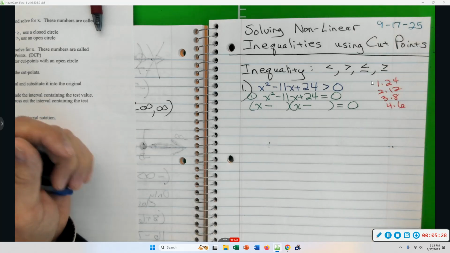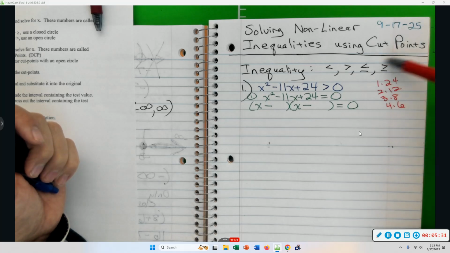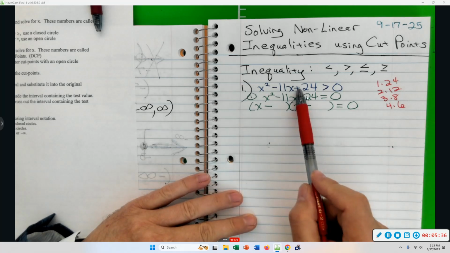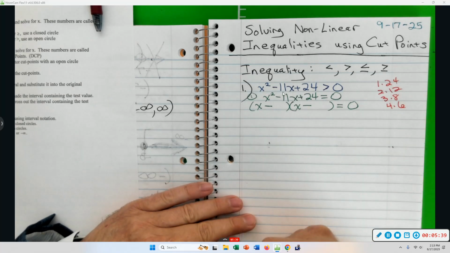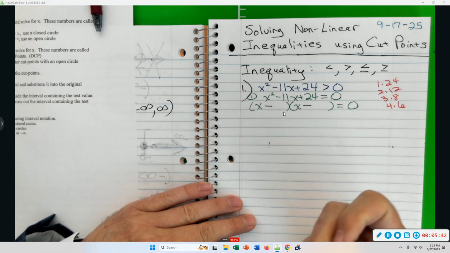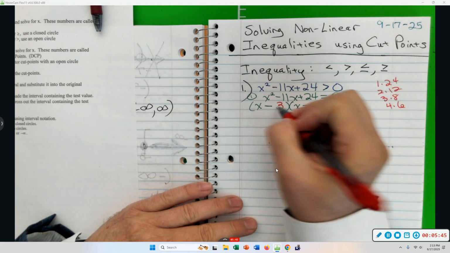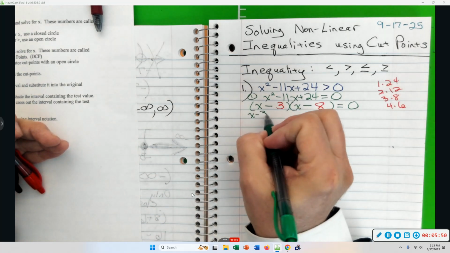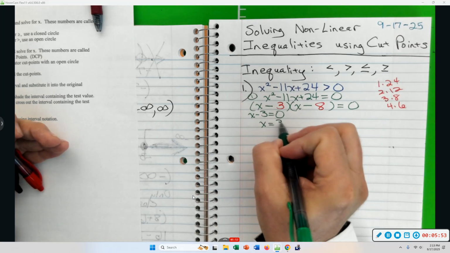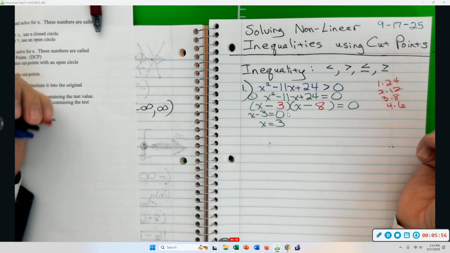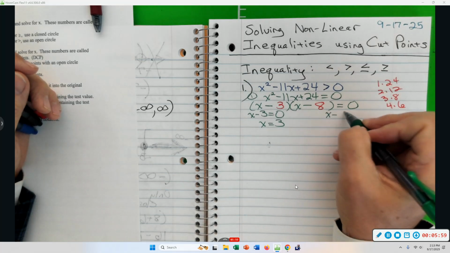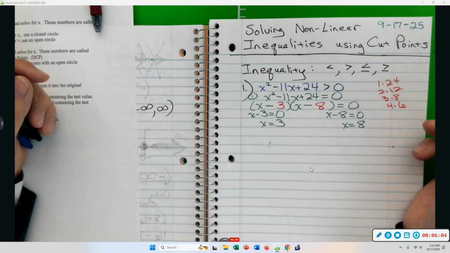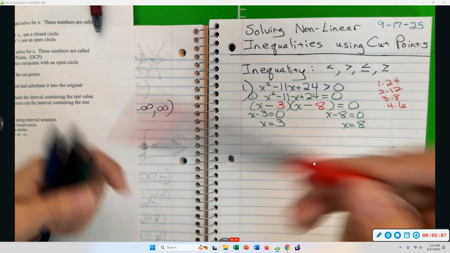This is a simple trinomial, so it's easy to choose the pair you want. You need the pair that's going to add together to give you what number? 11. Which one? Okay, so I'm going to use 3 and 8. Set each factor equal to 0 to give me x equals 3 for my first solution cut point, and x equals 8 for my second solution cut point. We have 2 solution cut points.